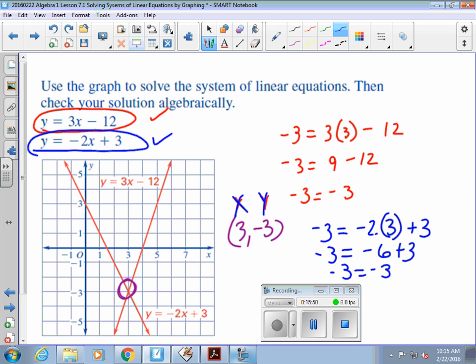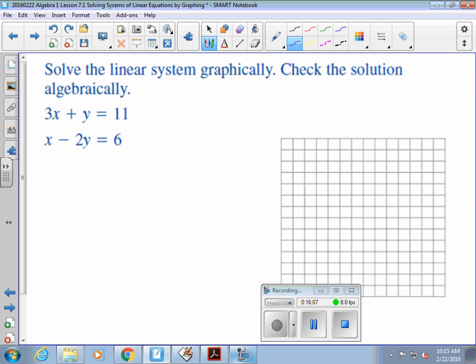If it is a solution to both equations, then it is a solution to the system. So the solution to this system is 3, -3. It's this point that we originally called 3, -3. We graphed it, it's graphed already, and we algebraically checked 3, -3.